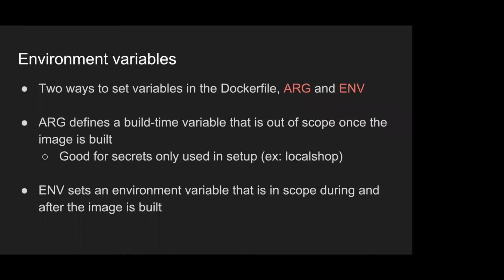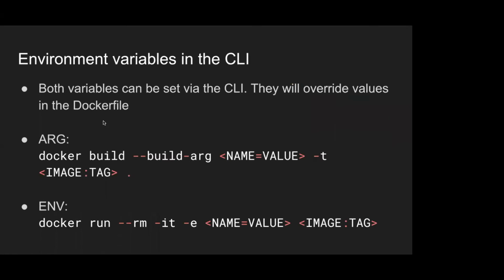So something like local shop, which is actually how we use local shop when we're building containers, is a good candidate for the arg. Env is just like a normal environment variable. It sets something in scope in the build phase and after when the container is running. You can also pass them in the CLI. There are different flags. So this --build-arg is how you pass in build arguments, and then -e is how you pass in environment variables. So if you pass things in through the command line, it will override whatever you set in the Docker file. Just something to keep in mind.